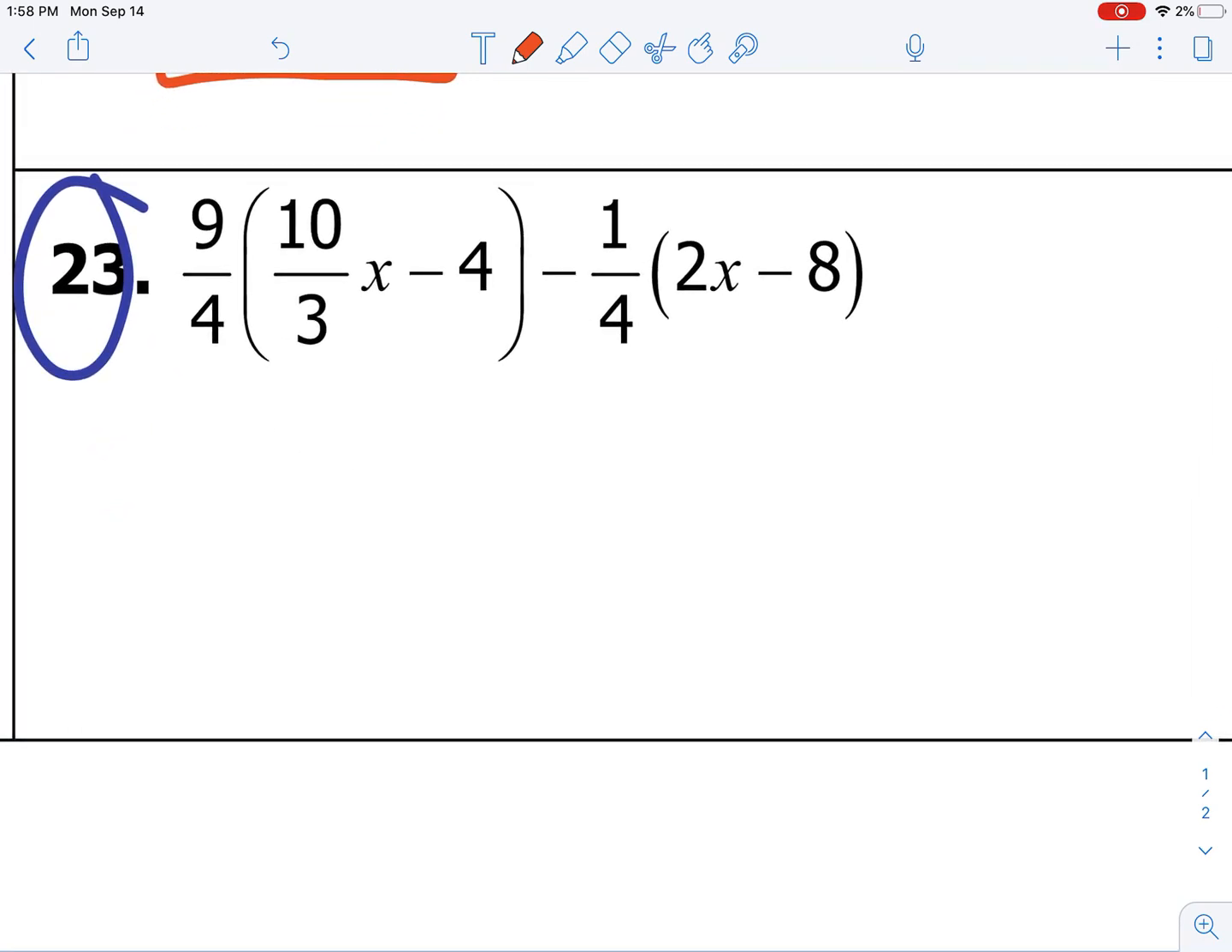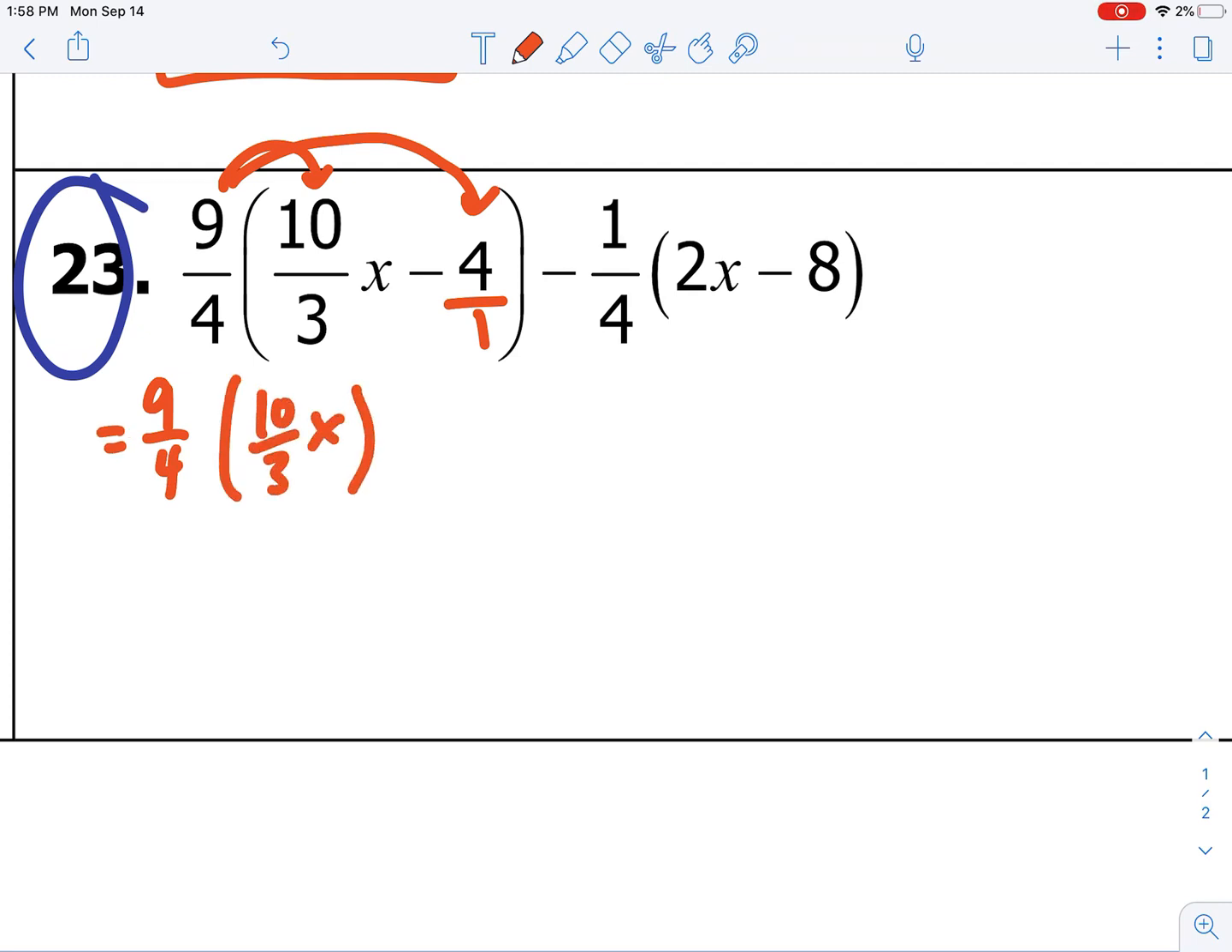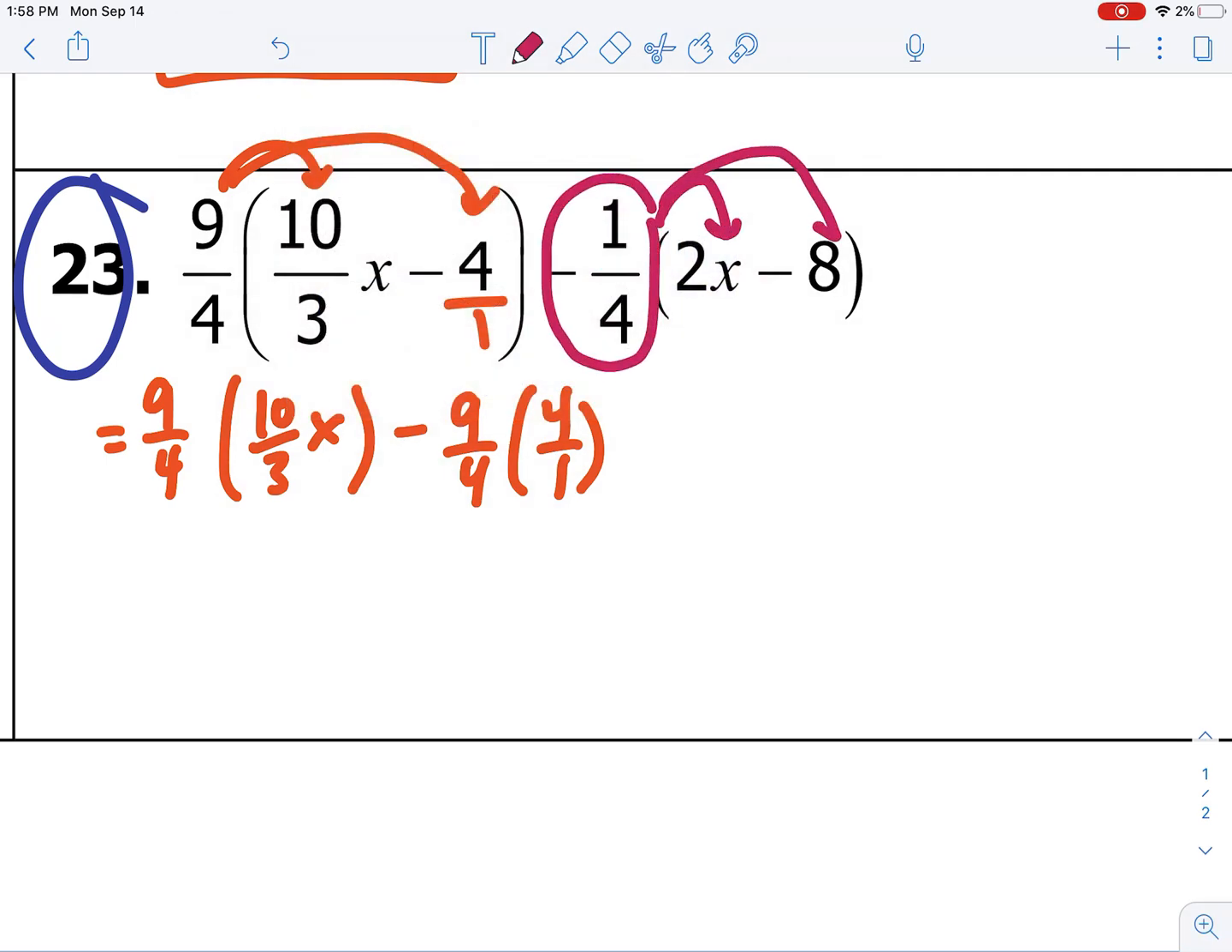Okay, for this last problem, we are looking at distributing a 9 over 4 first. I'm going to go ahead and put the 4 in the second place here over 1. So distribute here. We stop distributing the 9 over 4 when our parenthesis closes right here. So I have 9 over 4 times 10 over 3x minus 9 over 4 times 4 over 1. Okay, and if you want to, you can go ahead and distribute the negative 1/4 inside the second set of parentheses. We stop when the parenthesis closes.